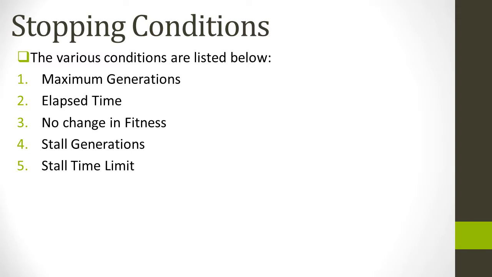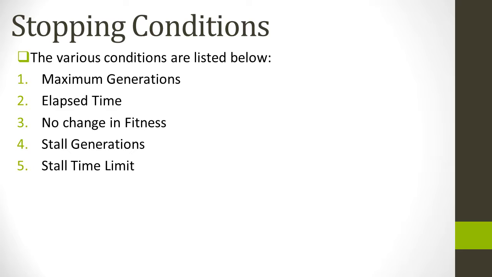Here are some stopping conditions where our genetic algorithm is stopped. The various conditions are listed below. The first one is maximum generations. The genetic algorithm stops when a specified number of generations has evolved. The next condition is elapsed time. The genetic process will end when a specified time has elapsed.